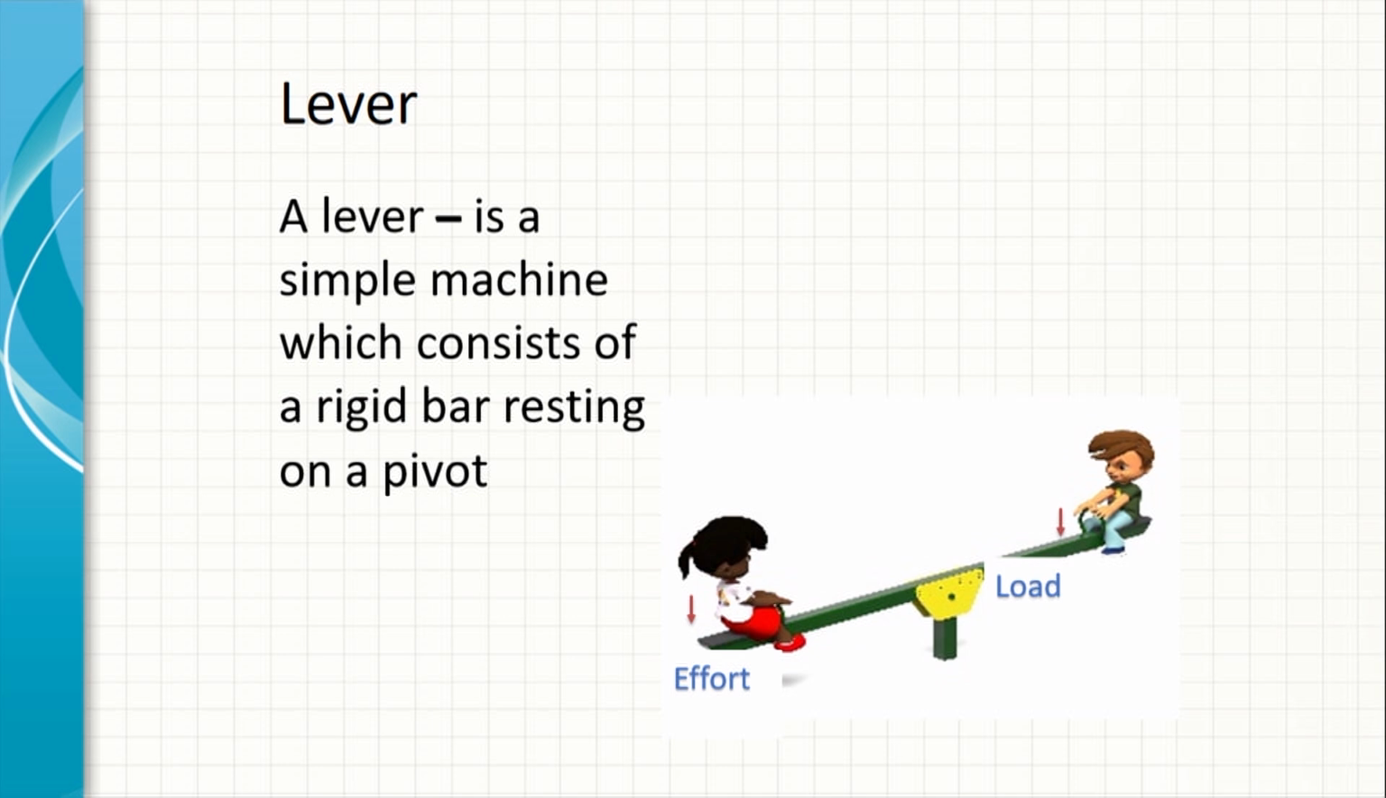A lever is a simple machine which consists of a rigid bar resting on a pivot. What's that in simple terms? What does that mean? Rigid means that it can't bend or bow. And a bar, it's a straight piece, and a pivot. A pivot is just a point.